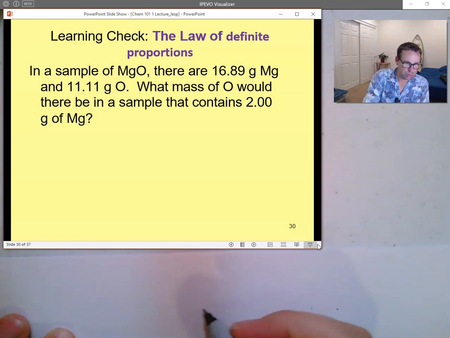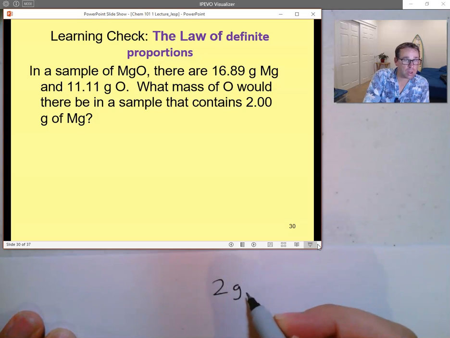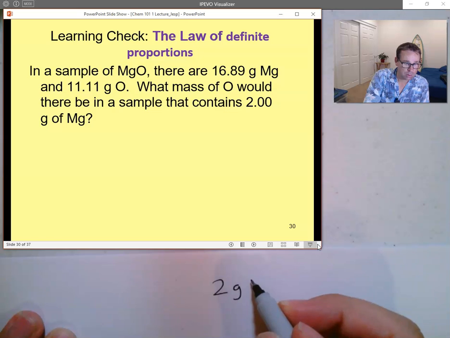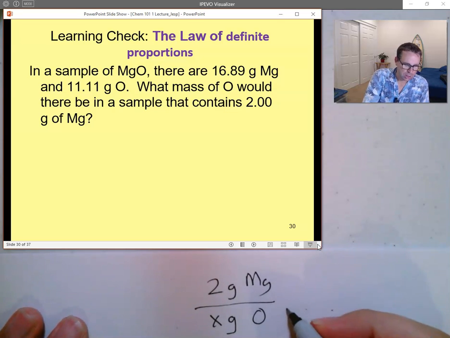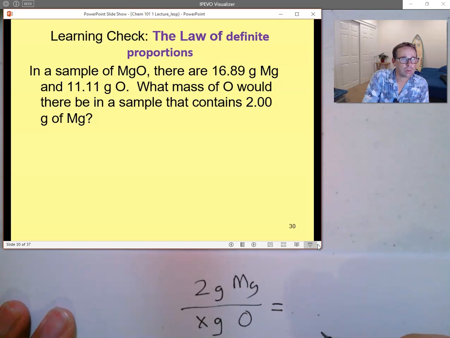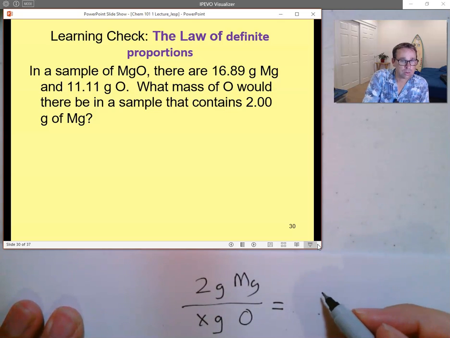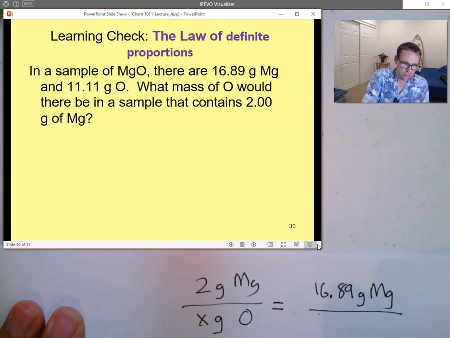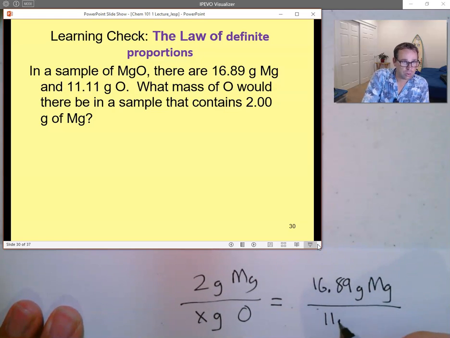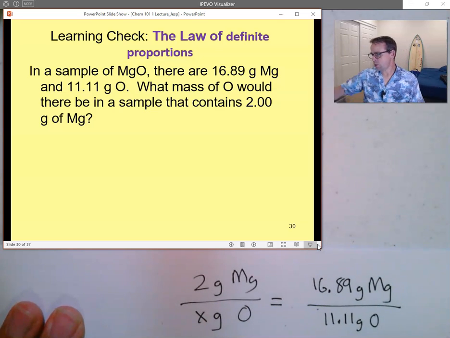2. And that's grams of what? Magnesium. Magnesium over x grams of what? Oxygen. Very good. And that's equal to what? 16.89 grams of magnesium, yep, over 11.11 grams of oxygen. Very good. Excellent.